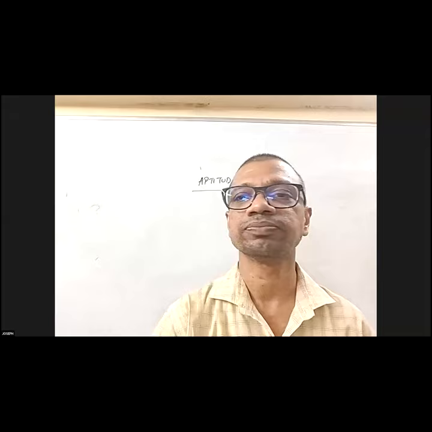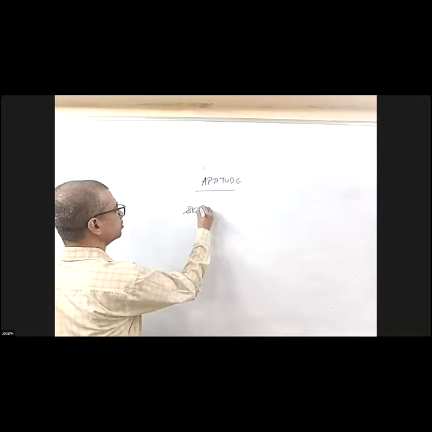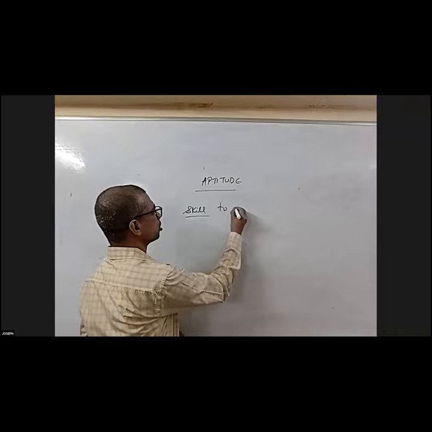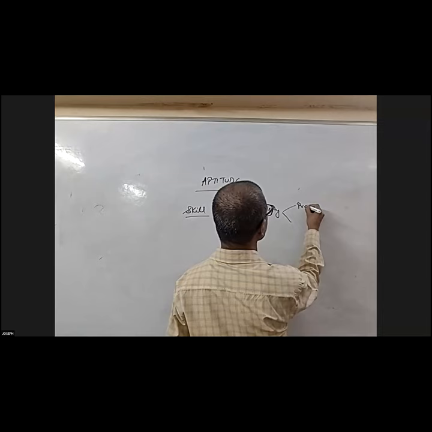Natural ability to do something. Okay, so it is a skill to acquire a certain ability, okay? To acquire a certain ability. So, aptitude is a skill to acquire a certain ability through practice and training, okay? So, it requires practice and training. That is what is aptitude, okay?